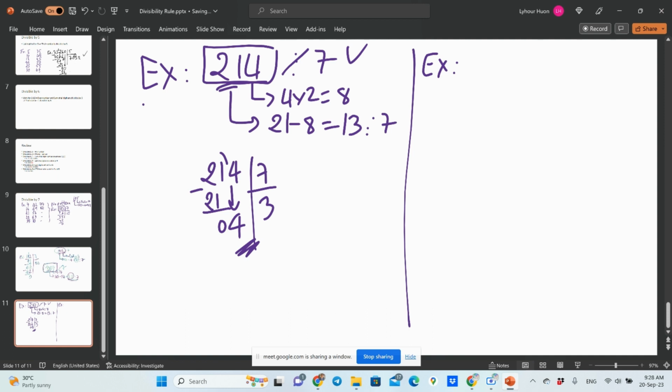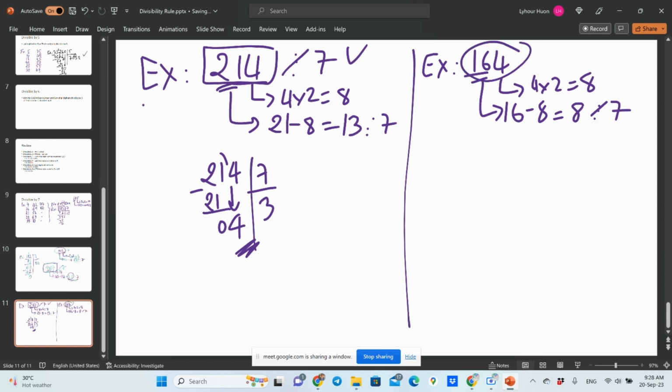164. When we double the last digit, 4 times 2 is 8. And the rest of the number, 16 minus 8 is 8. So 8 is not divisible by 7, right? So it's still not.